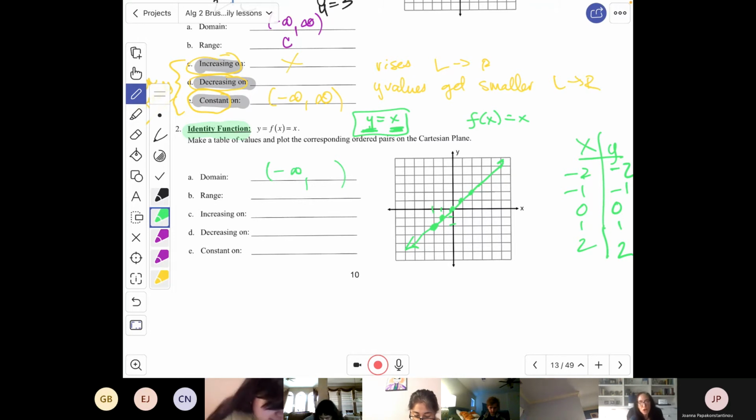And what would the largest x value be in the domain? Infinity? Beautiful. That is absolutely correct. So the domain for your identity function is all real numbers. What about the range? What would the range be for the parent identity function?